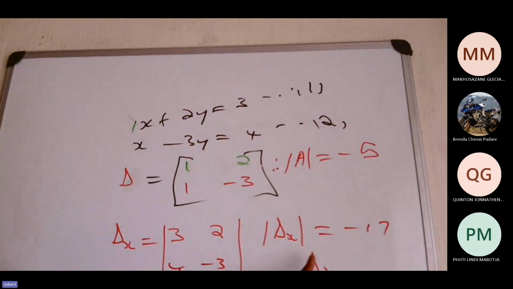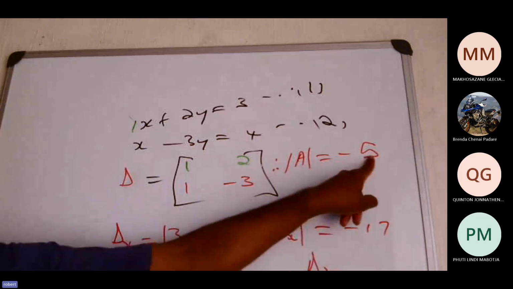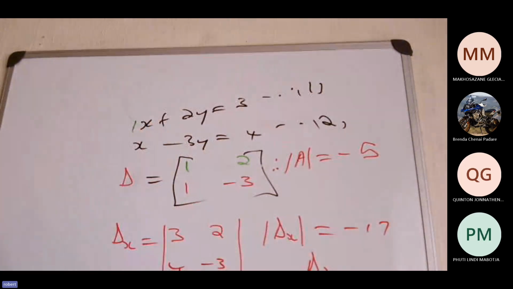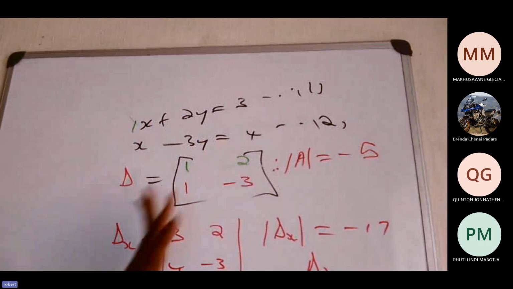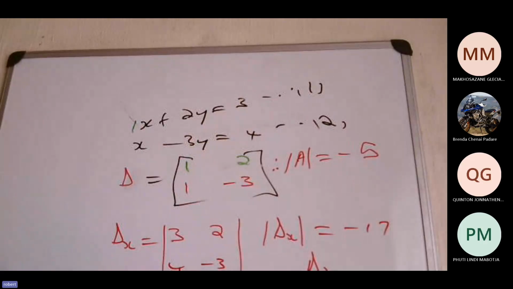So from there, you then substitute. What is dx? It's minus 17. And what is d? D is minus 5, using Cramer's rule. From there, you can still go on and find the y. The y will be the same story.